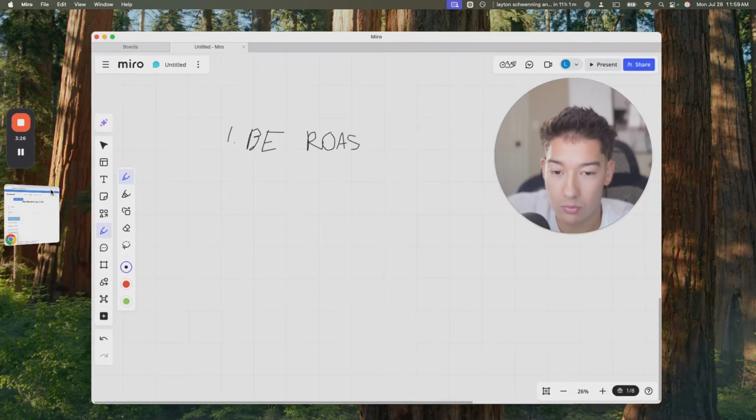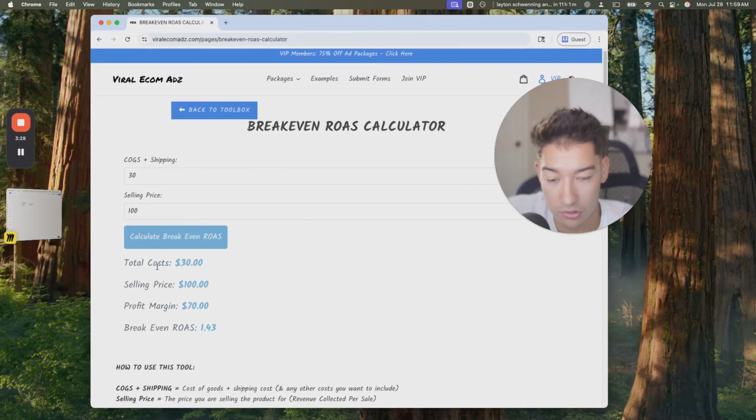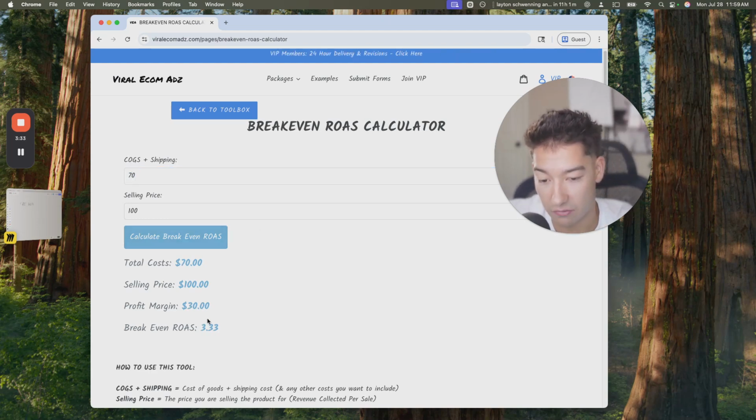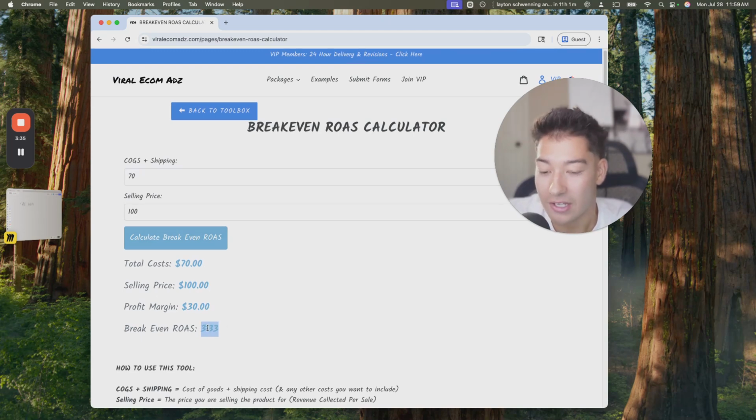Okay, that's number one. You're setting yourself up for failure if it costs you 70 and you're selling it for 100. Now you need like a 5 ROAS on Facebook to scale. It's very difficult to do. Very, very difficult to do. So you're putting yourself in a hole by not having good margins to begin with.